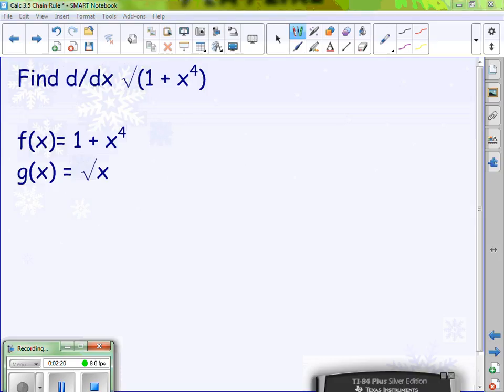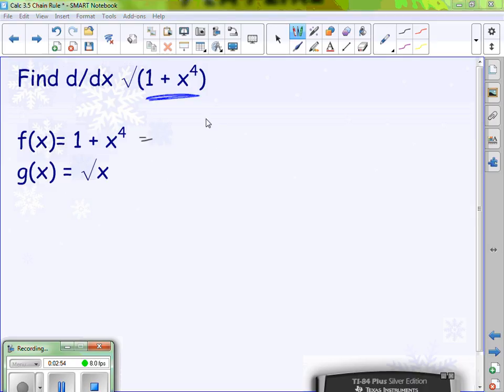When you have this problem, you look: what's being put inside of another function? This 1 plus x to the 4th is inside of the square root. So I'm going to call the 1 plus x to the 4th your f. I'm going to call the square root of that g. Now find the derivative. What's the (g of f) prime of x? What we're doing is called the chain rule. So you break it into 2 pieces.